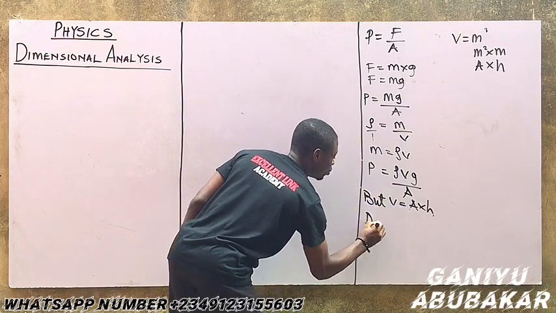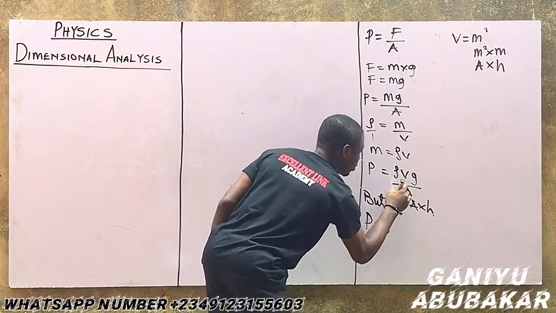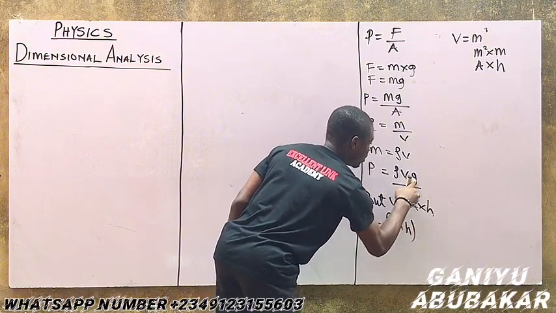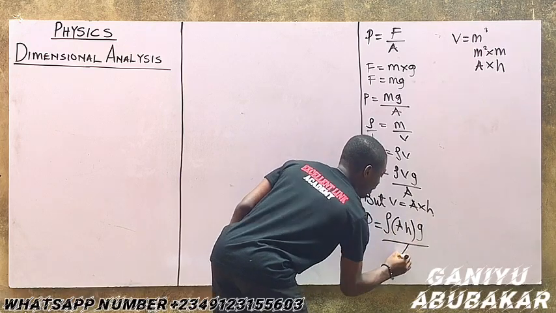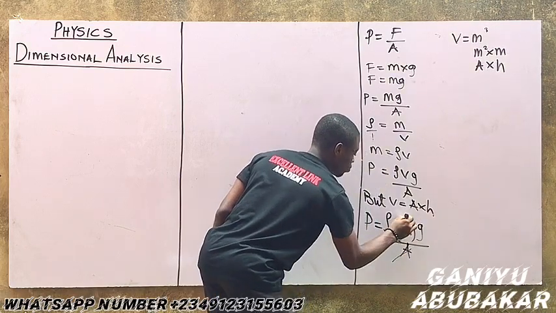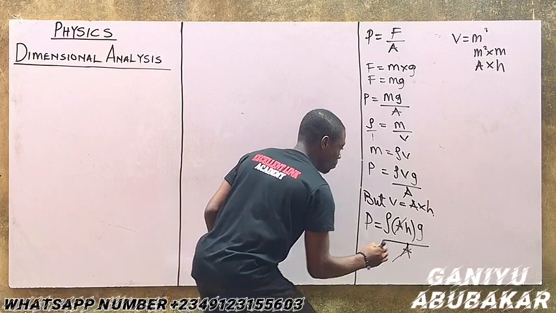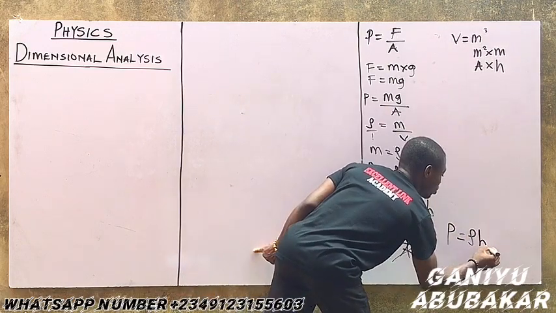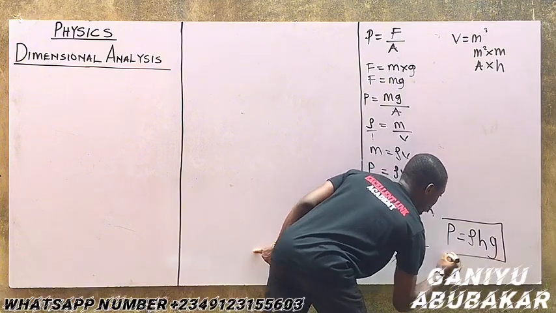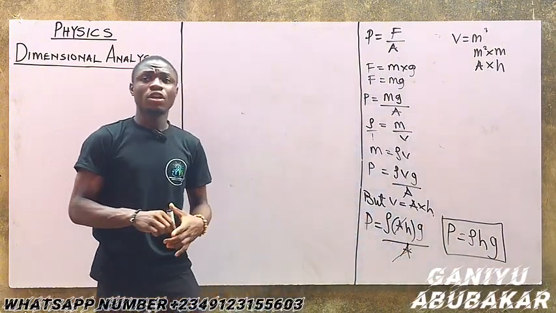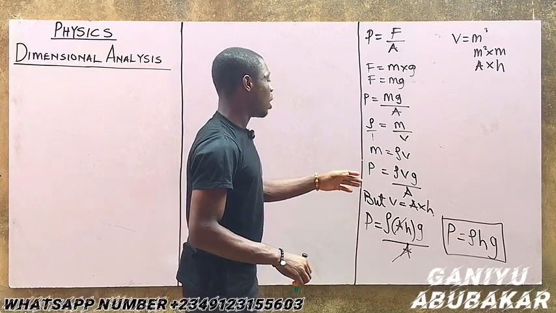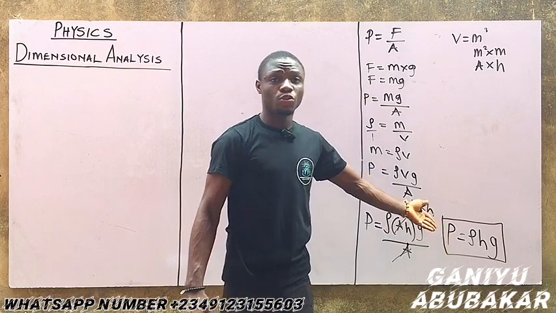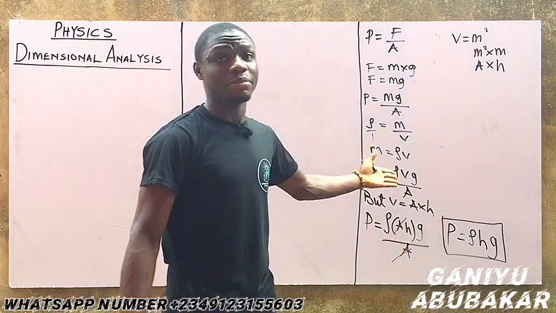So pressure is equal to rho times volume, which is area and height, times g all over area. Area cancels area. Now pressure P is equal to rho h g. This is a very important formula when it comes to pressure. So the relationship between pressure, rho, height, and g is that pressure is equal to density times height and gravity.